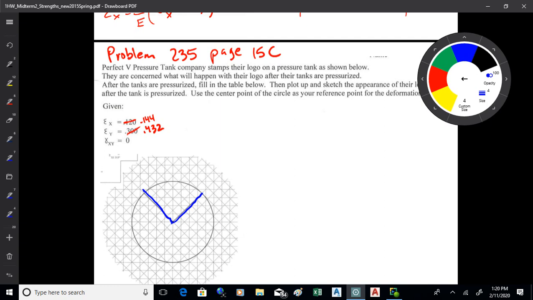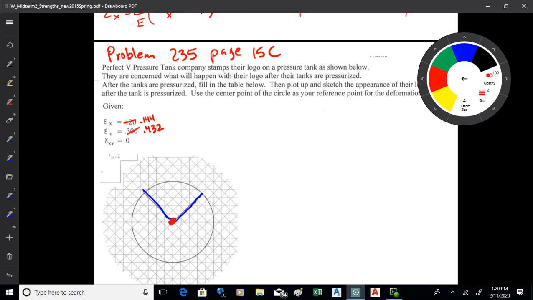They're going, oh my gosh, when we pressurize these tanks, what's going to happen to our logo? So they've hired us to figure out what's going to happen to their logo after they've pressurized their tanks. So let's figure out what's going to happen to their logo, okay? And what we're going to do is use the center of the tank as our reference point. And what we're going to want to do now is find strains in the different directions.